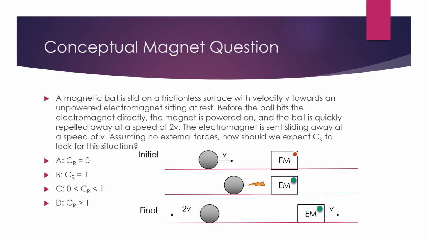Let's test our understanding with a poll question. A magnetic ball is slid on a frictionless surface, this means there is no rolling, with velocity v towards an unpowered electromagnet sitting at rest.